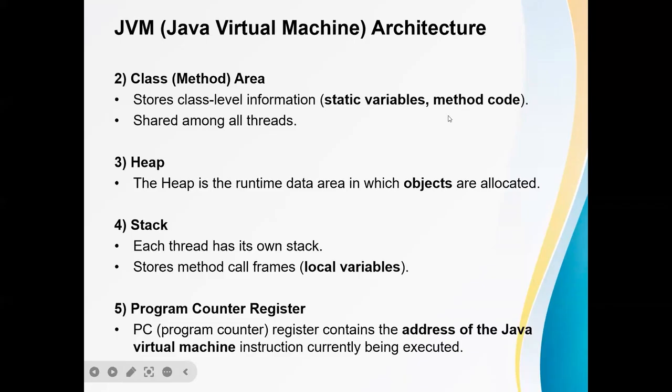Then we have the heap. Whenever you create objects, the memory will be stored in the heap. Then we have the stack area. In the stack area, for example, we store local variables and method calls. So: class area for static variables, heap area for objects. Then we have the stack area.